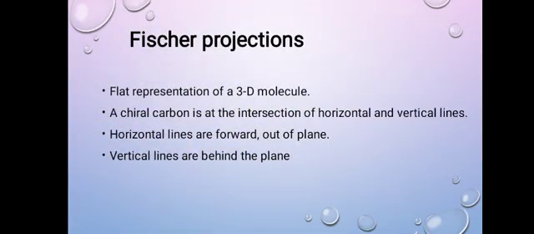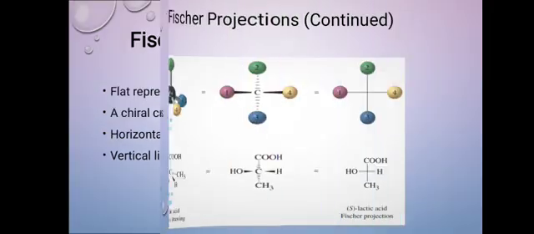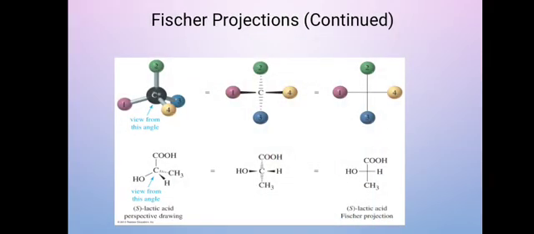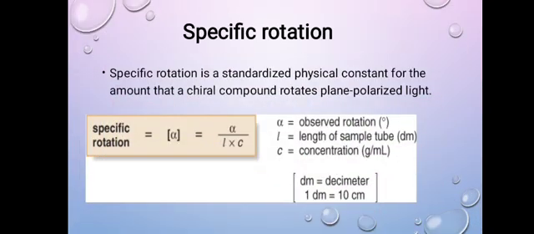Fischer projection: a flat representation of a 3D molecule. A chiral carbon is at the intersection of horizontal and vertical lines. What is meant by horizontal lines? Horizontal lines are forward or out of plane. Vertical lines are behind the plane. Example of Fischer projection formula: S-lactic acid converted to the minus lactic acid. Converting the 3D structure to 2D is called the Fischer projection formula.